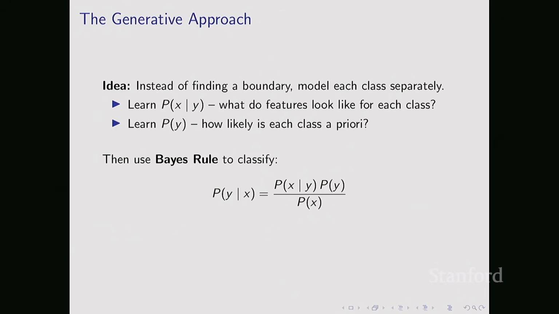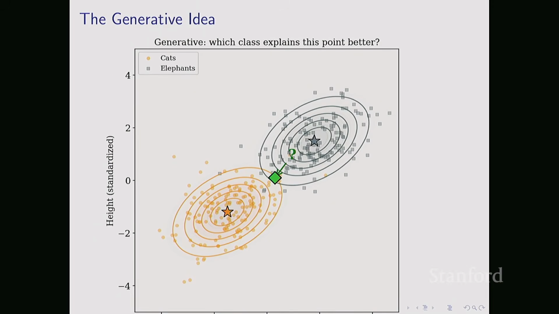And why do we need both? Well, if you think about this, we're going to probably do classification with Bayes' rule. Okay, so let's look at what this looks like in the example. All right, here's the generative idea in pictures.